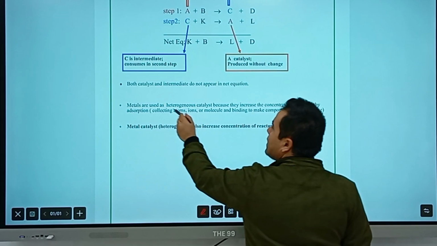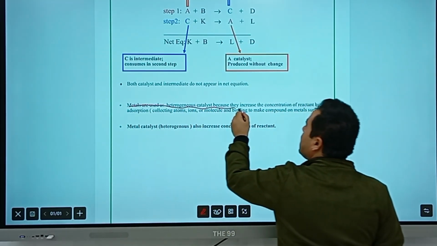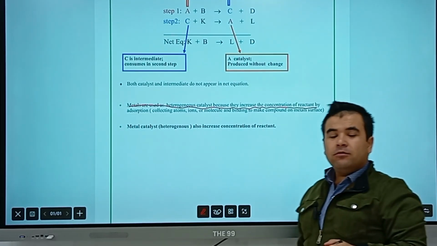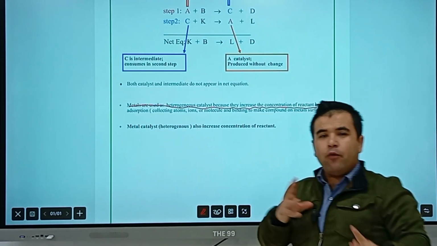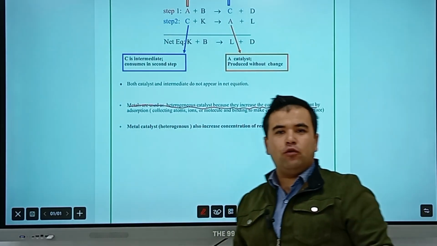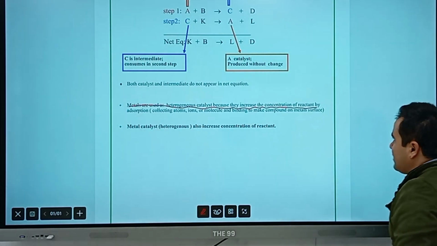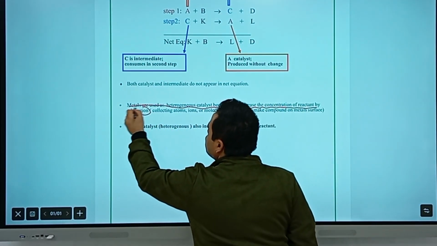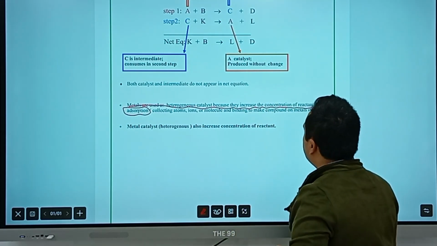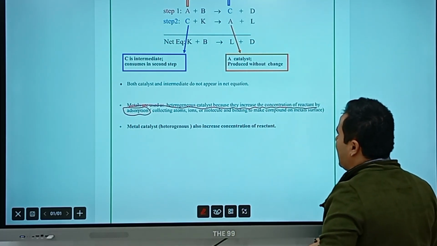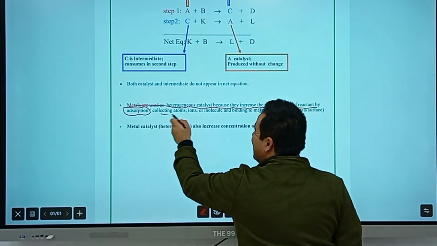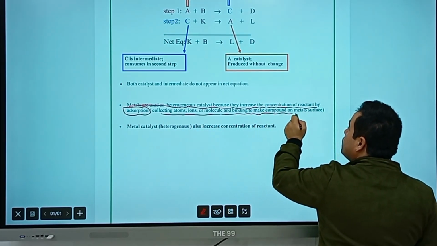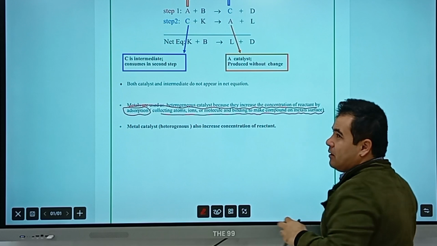Metals are used as heterogeneous catalysts because they increase the concentration of reactants. So the heterogeneous catalysts, usually they work by increasing the contact between the reactants, and so by what? By the adsorption process, collecting atoms, ions or molecules and binding to make bonds on the metal surface.